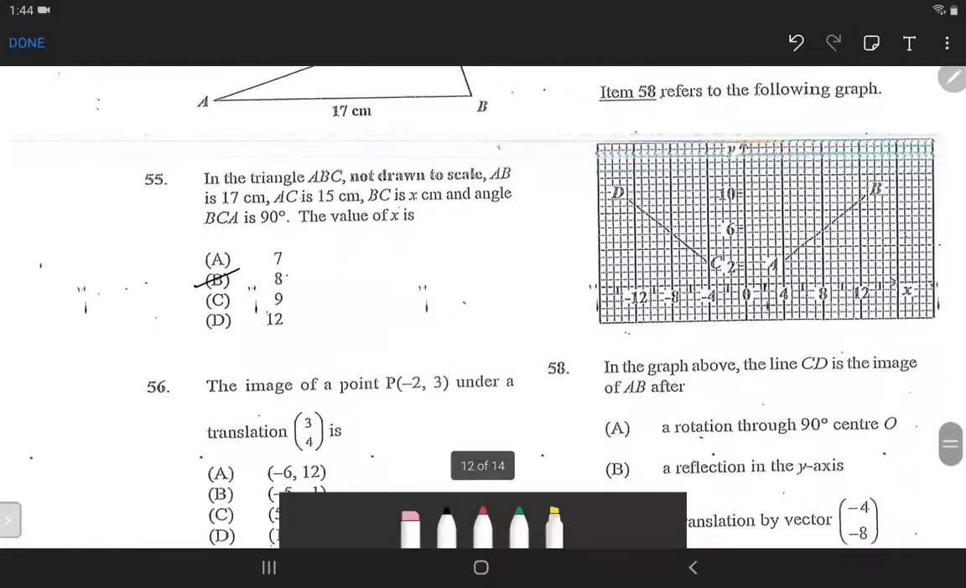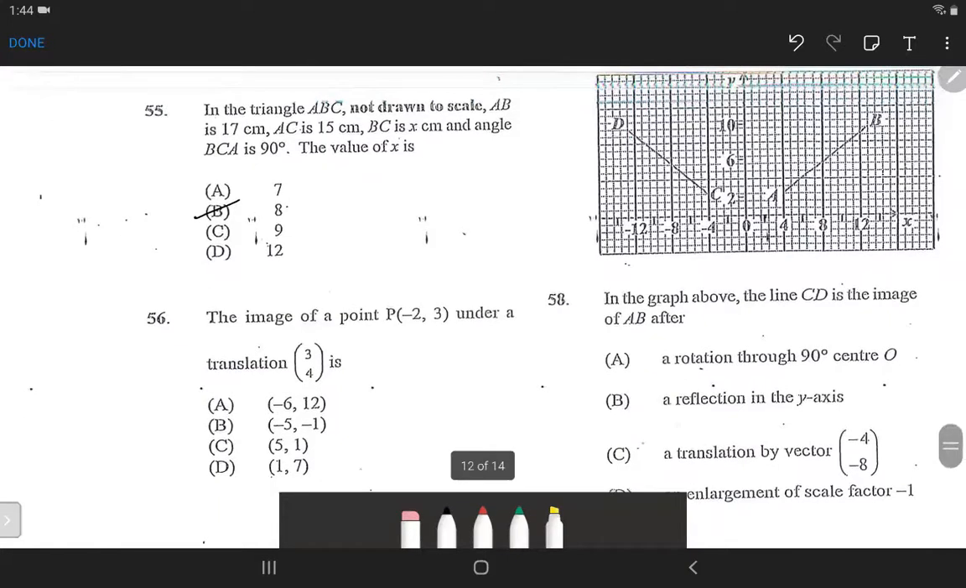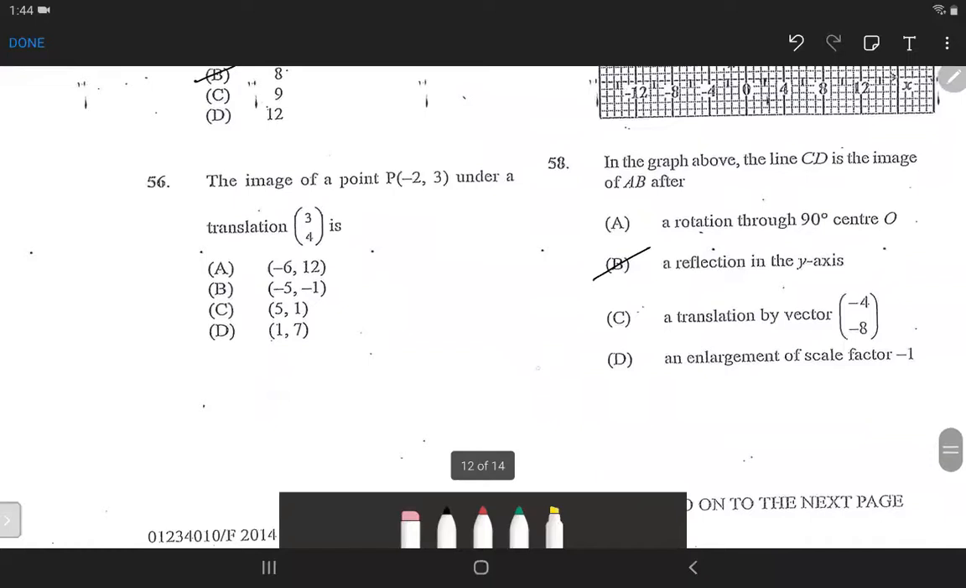Item 58 refers to the following graph. In the graph above, the line CD is the image of AB after, well, it's just a reflection in the y-axis. So that is B. The image of a point P, negative 2, 3, under the translation 3, 4. It is just add 3 to negative 2, that will give you 1, and add 4 to 3 to get 7, so that's B.